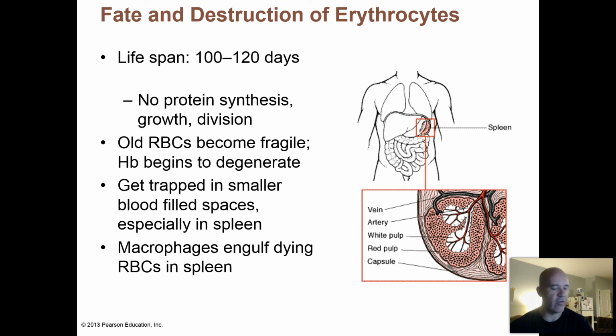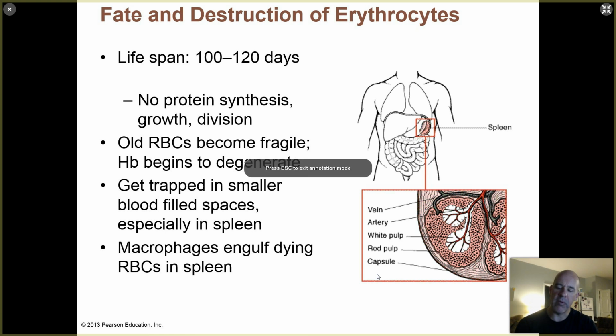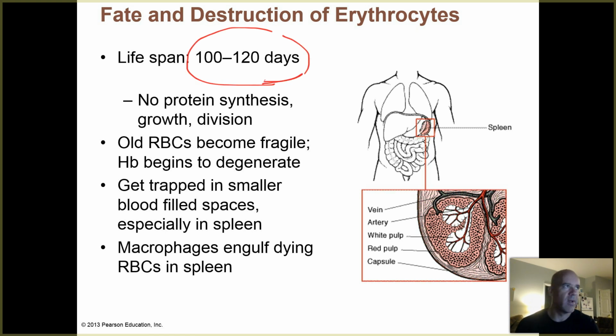All right, so what happens to our poor little red blood cells? They last about 100 to 120 days. That's a pretty long period of time, shuttling oxygen gas from your lungs out to your tissues. They do not make any new proteins themselves. They don't grow, they don't divide. So once they become an erythrocyte, they're basically just a bag of hemoglobin floating around in your bloodstream.